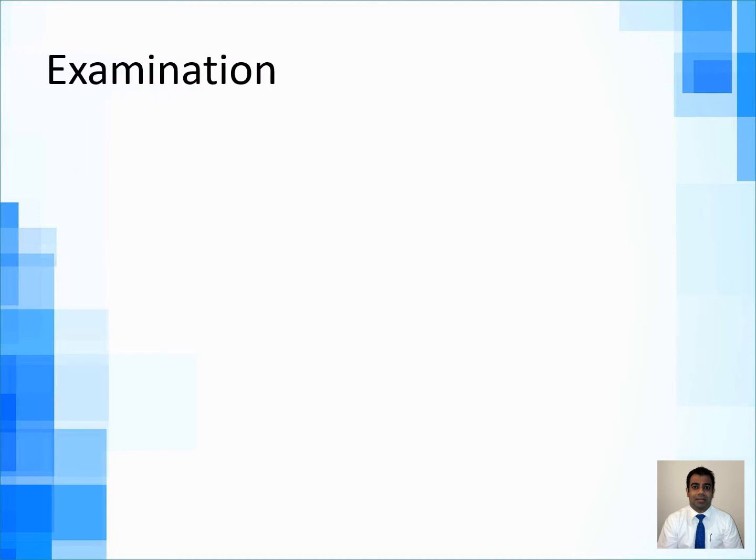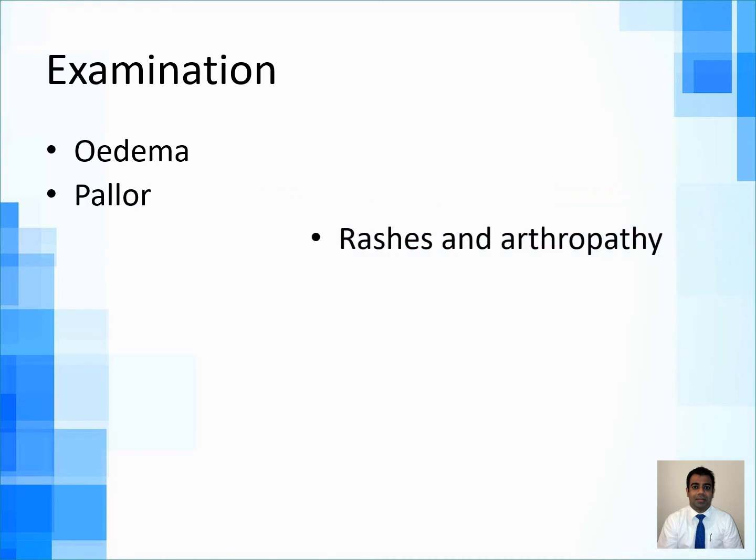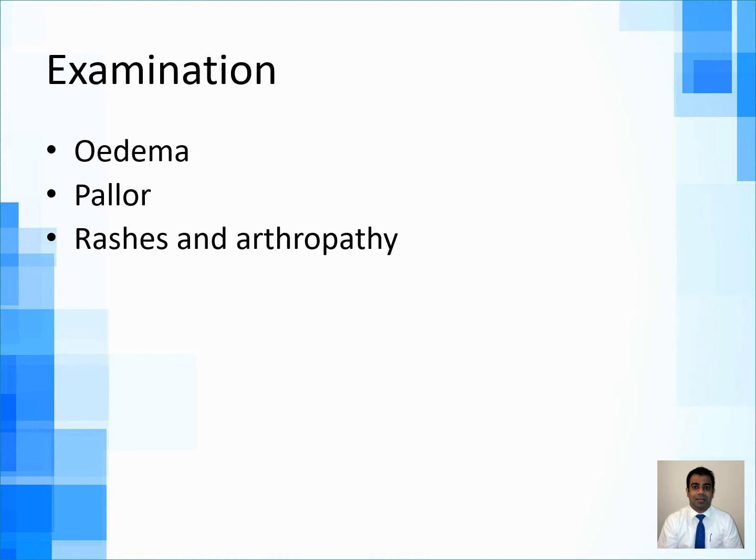Let's move on to examination. Now, on examination, if the child is edematous, or there is pallor, or the patient has rashes or arthropathy, all these would indicate that there is significant renal involvement and that the hematuria is due to a glomerular problem or a glomerular pathology.